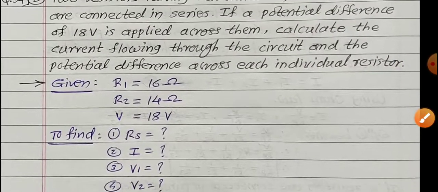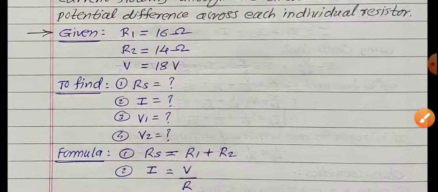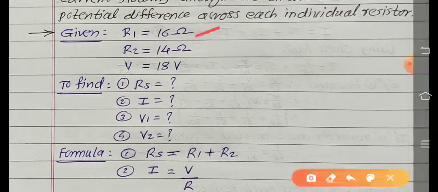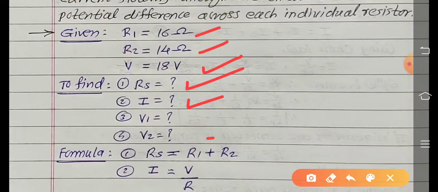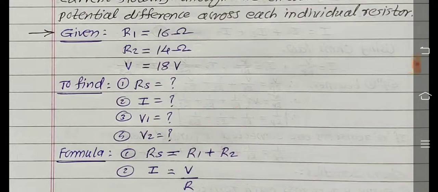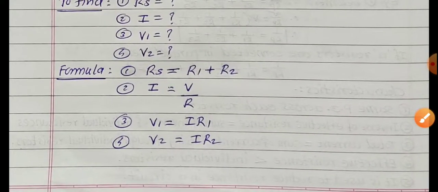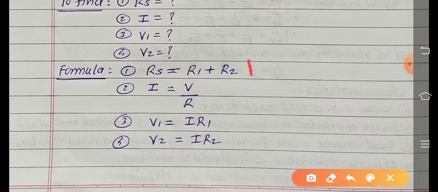Now what are the given terms? First resistor R1 is given, second resistance R2 is given, then the potential difference given is 18 volt. Now to find the total effective resistance of the series combination, RS equals question mark. Then we find the current and the potential differences across R1 and R2, indicated as V1 and V2. Check their formulas. First formula: RS equals R1 plus R2, as only 2 resistors are there.